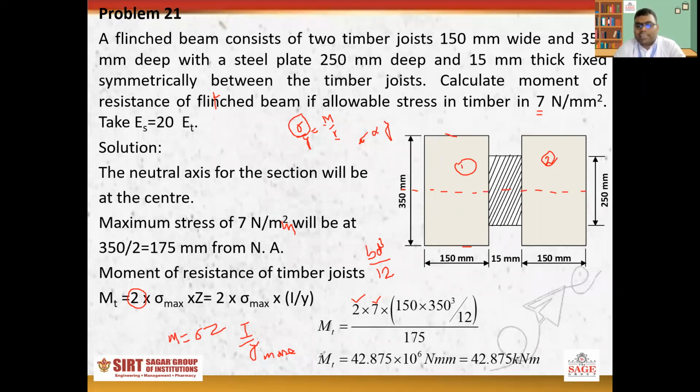You have a calculator, so use that calculator and solve this relation. You will get the moment of resistance in the timber, 42.875 into 10 to the power 6 Newton mm. Just convert this Newton mm into Newton meter. So this becomes 42.875 kilo Newton meter. So we have found one for the timber. Now we will find it for the steel and just add them.